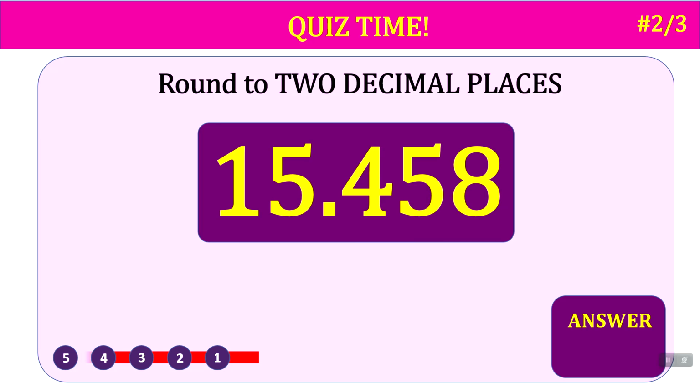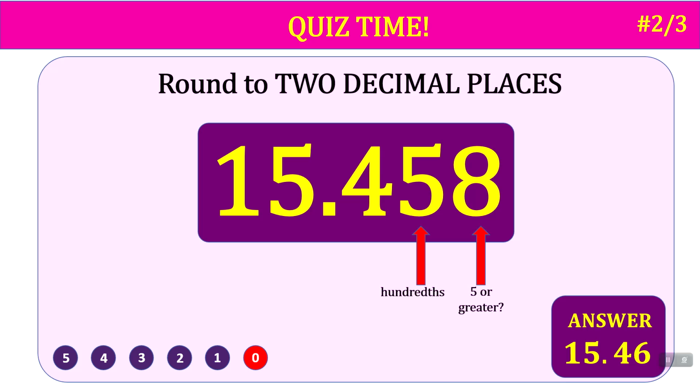15.458. Time's up. The answer is 15.46. In this case, since we're rounding to 2 decimal places, we look at the second digit after the decimal point, which is 5, and we look at the digit right after it. And since that is 5 or greater, it changes the 5 to a 6.